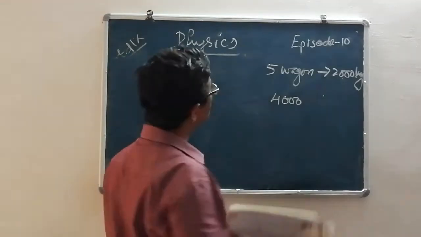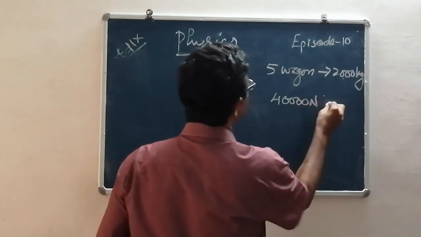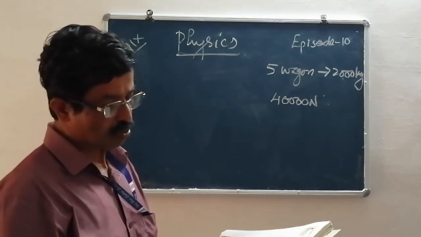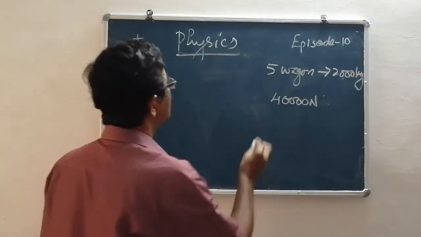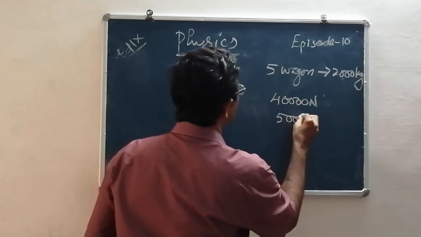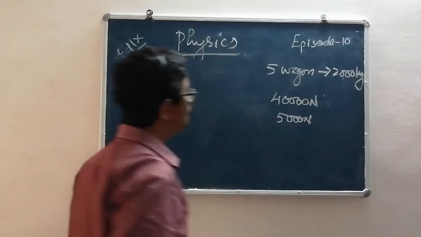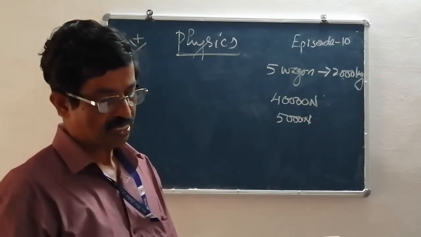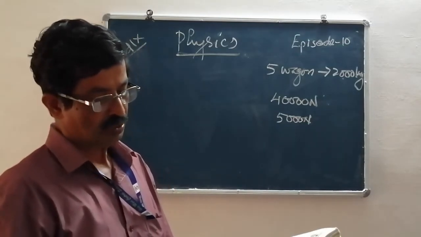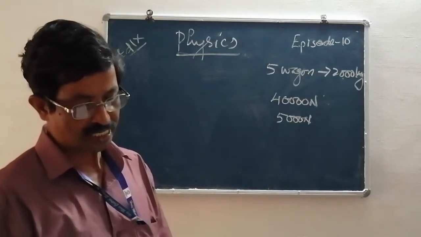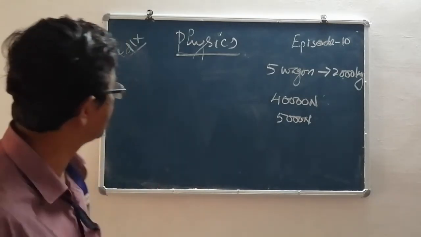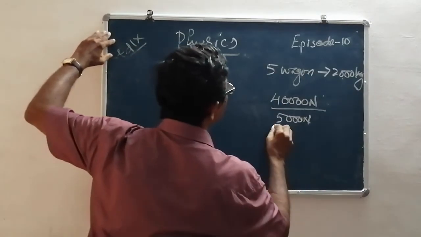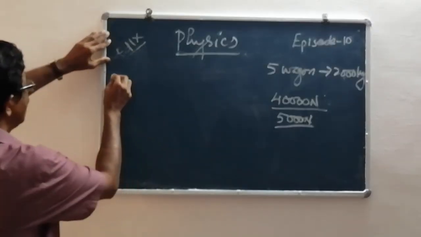It is given as 40,000 Newton. And the track offers a friction of 5,000 Newton. The friction offered by the track is 5,000 Newton. Then calculate first the net force acting. The net force acting is equal to total force exerted minus frictional force. That is the net force.